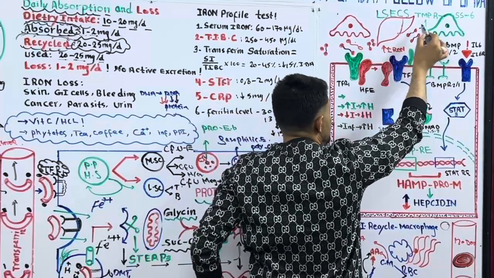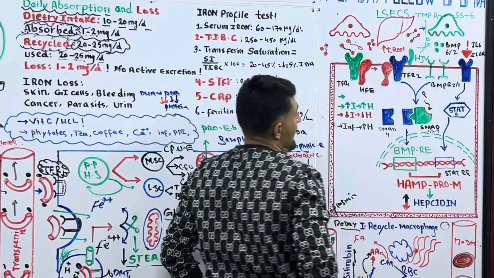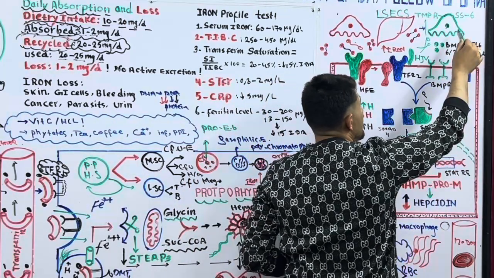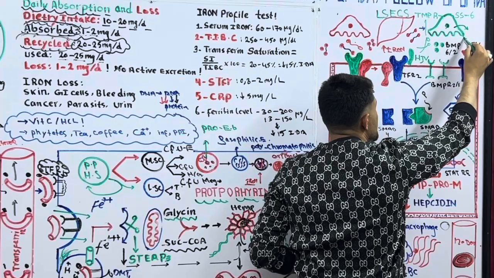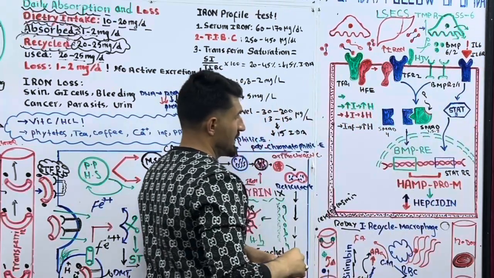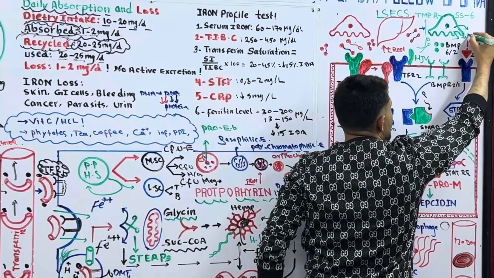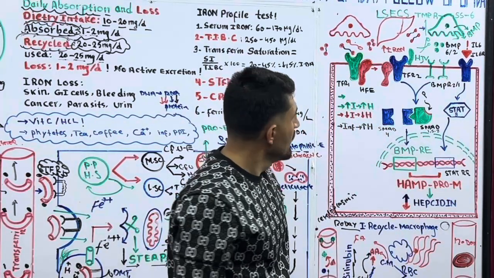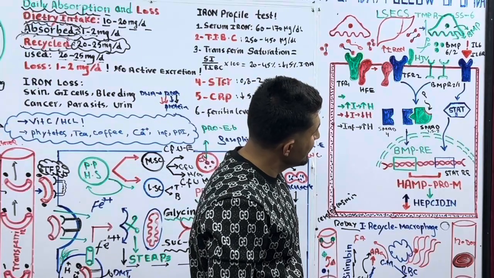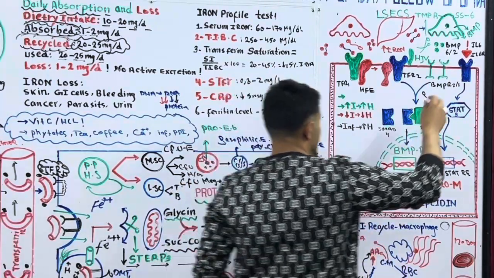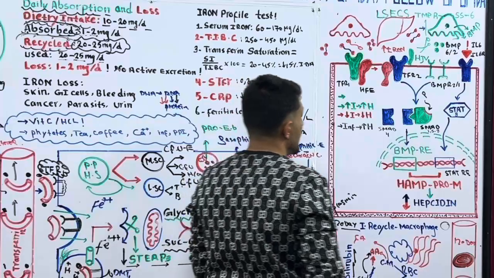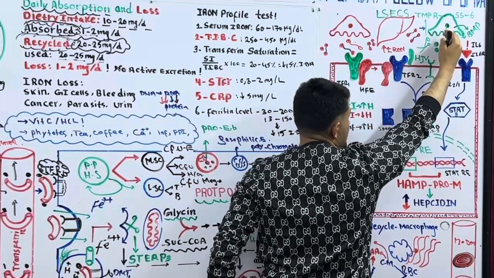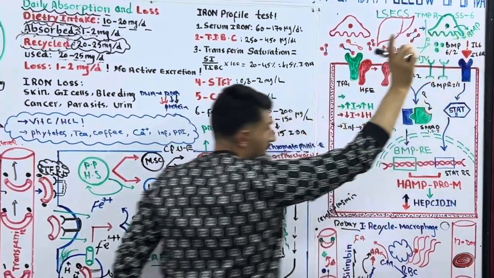So these LSECs cells excrete some molecules, and these molecules are called BMP, or sometimes bone morphogenetic proteins. But anyway, this is called BMP. Okay, now plus one point, high iron causes production of more BMP in our liver.